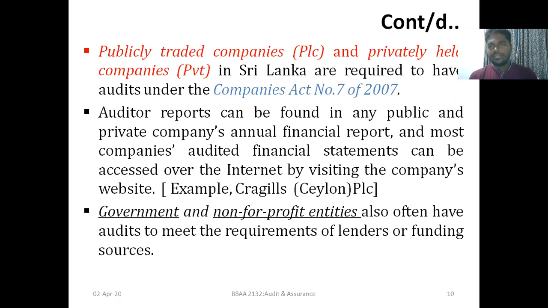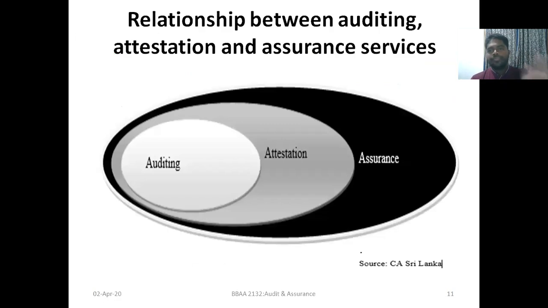Then I spoke about the mandatory requirements. Audit is compulsory for public and private companies as per the Companies Act number 7 of 2007. Even some other organizations want to do the audit because they want to get some benefit from it. Then we discussed this picture. This diagram clearly shows the interconnection between assurance, attestation, and auditing.